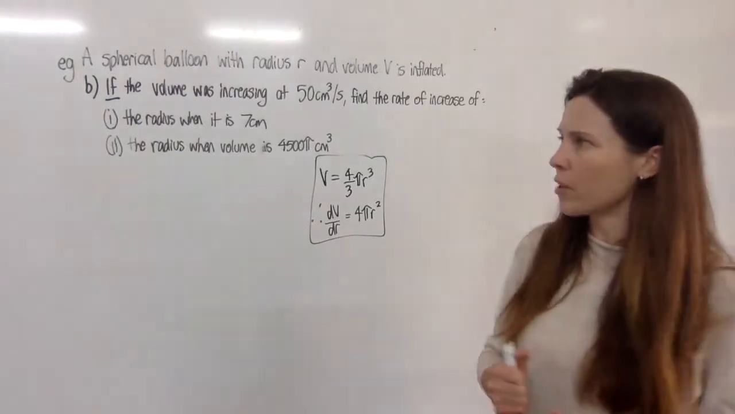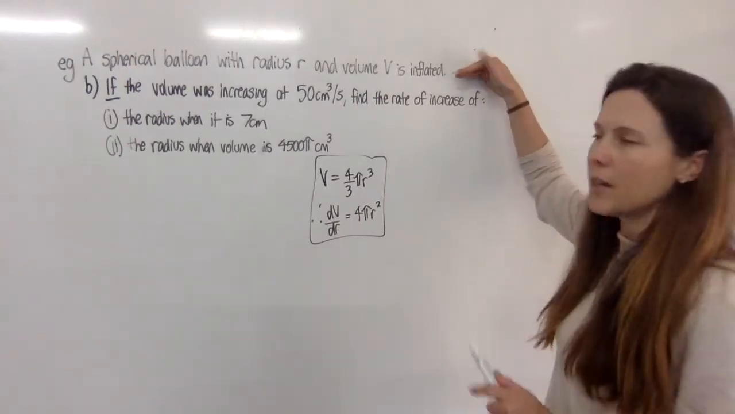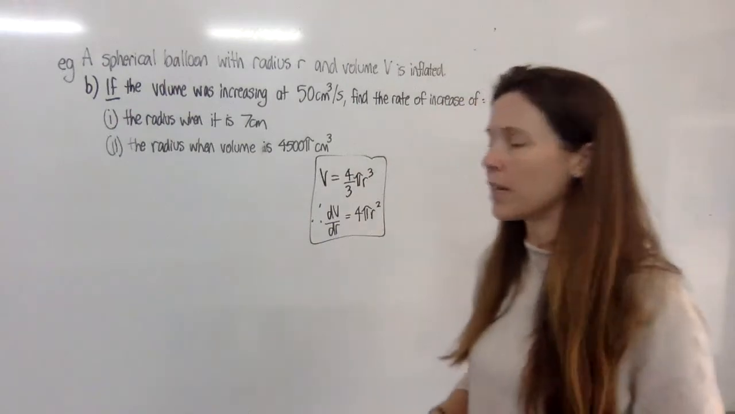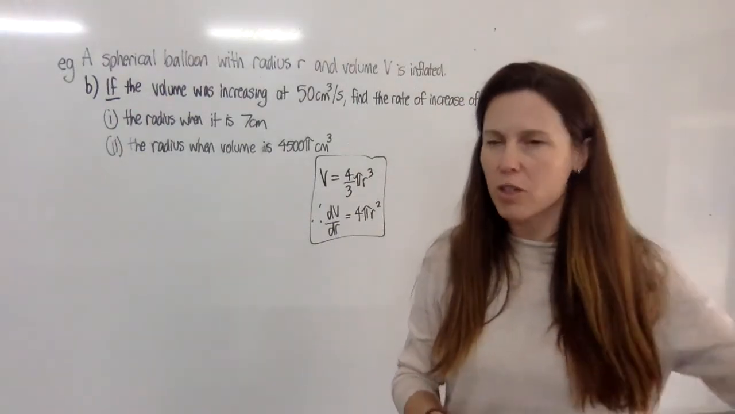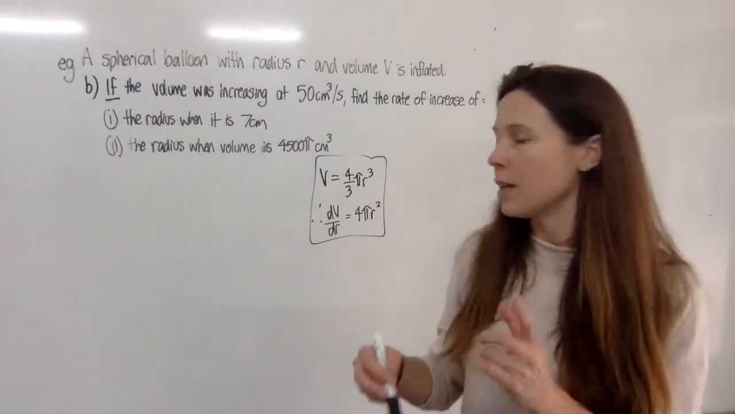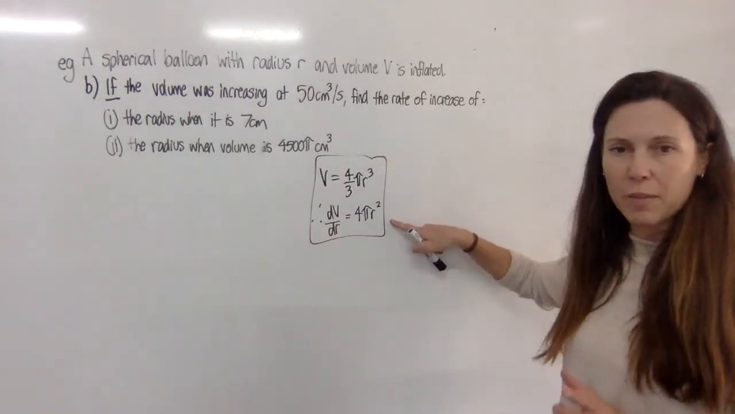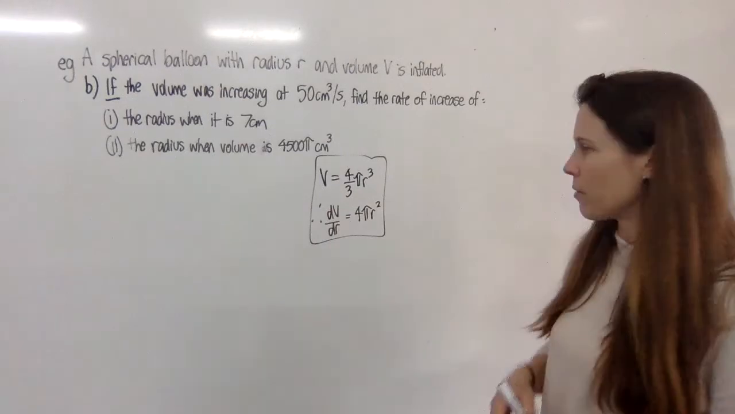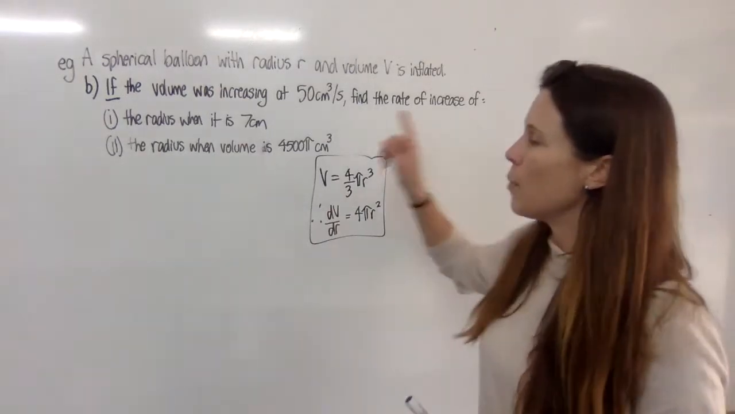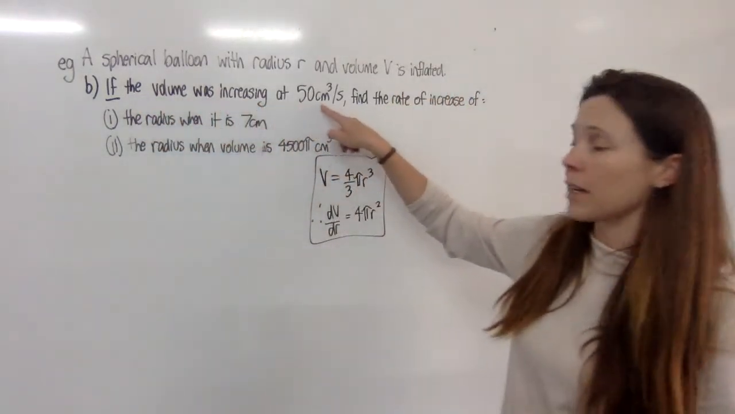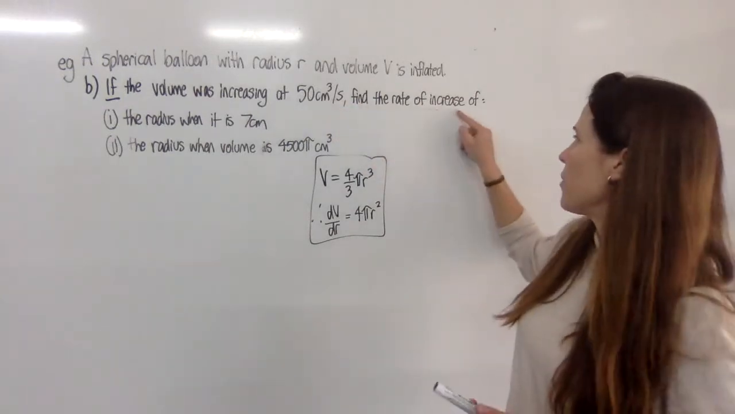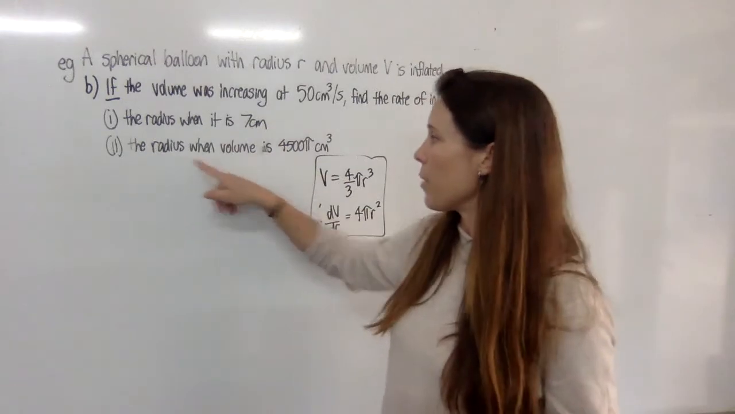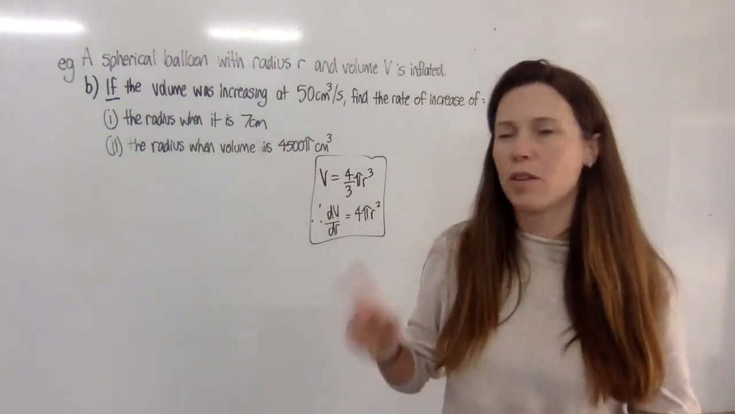Okay, for the second part of the question now, we've still got the first line, but we've replaced A with B, and this is a new if. So we need to ignore A, that's finished now, those conditions are gone. It's still a sphere, and so these things still hold true, and I've written them down again. We've got the volume formula, and we've differentiated the volume with respect to the radius. That still remains true. But now we say if the volume was increasing at this rate, find the rate of increase of the radius at a certain radius, or the radius when the whole thing was a certain volume.